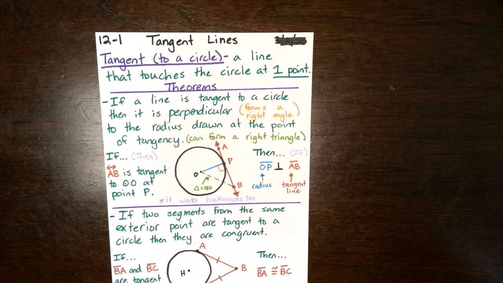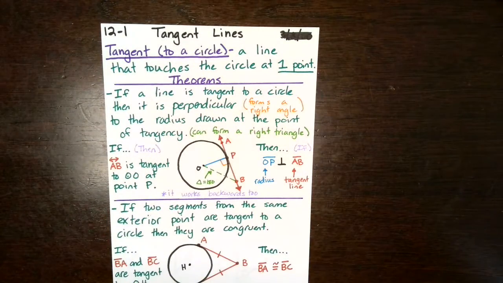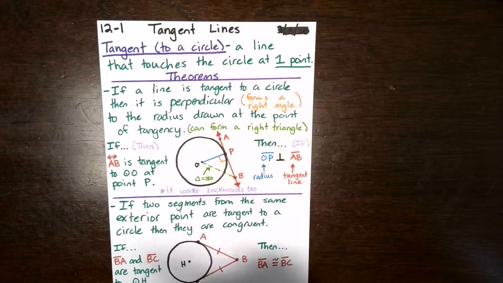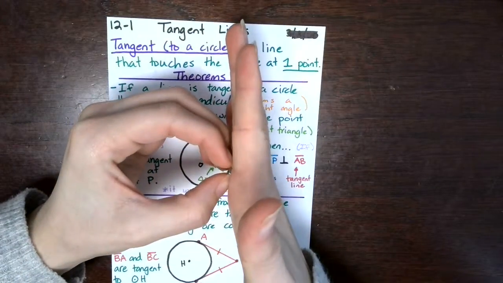Okay, so for 12-1 tangent lines, we're talking about tangent to a circle, so not to be confused with tangent when we're talking about trigonometry and right triangles. It does relate, but we're talking about tangent to a circle. So it's a line that touches a circle at one point. So we'll have a circle and a line, and it touches it at one point.